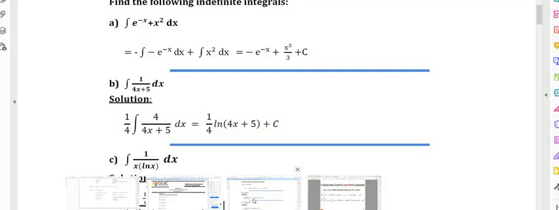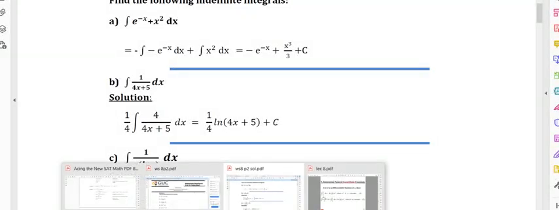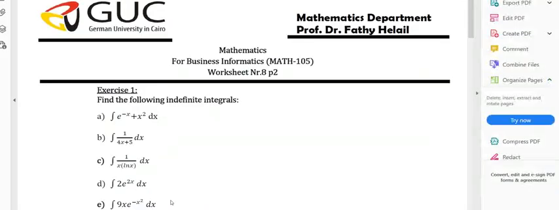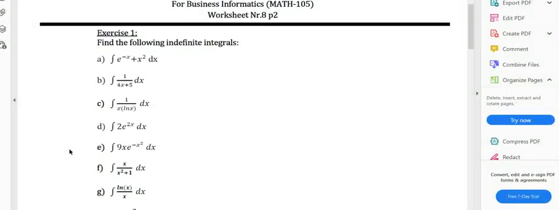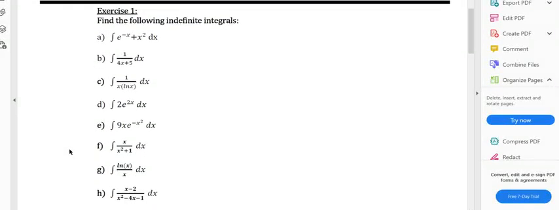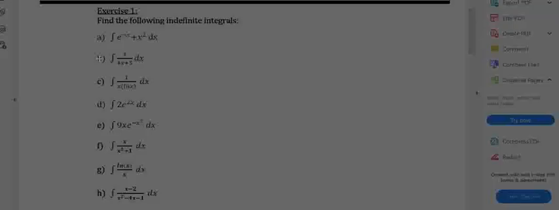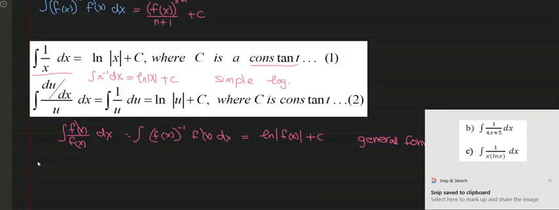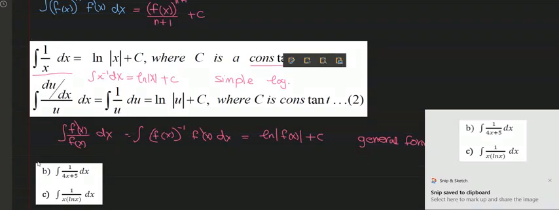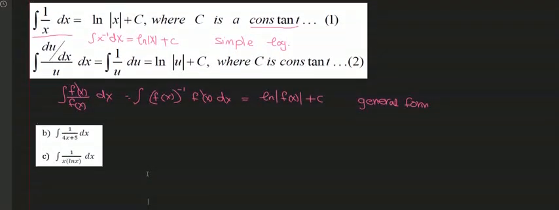Okay, so let's take from the sheet some exercises to solve. From exercise 1, let's pick these two. Now we have the integration of 1 over 4x plus 5.